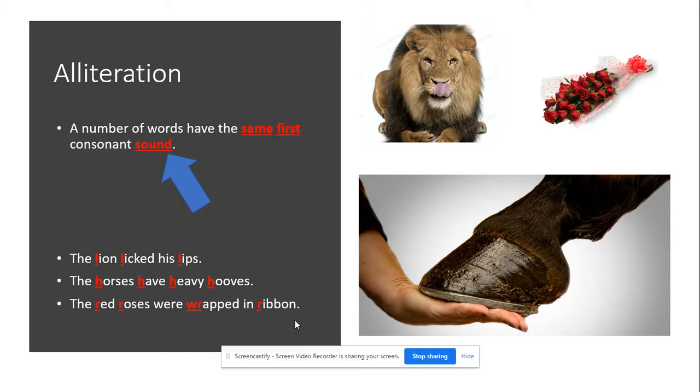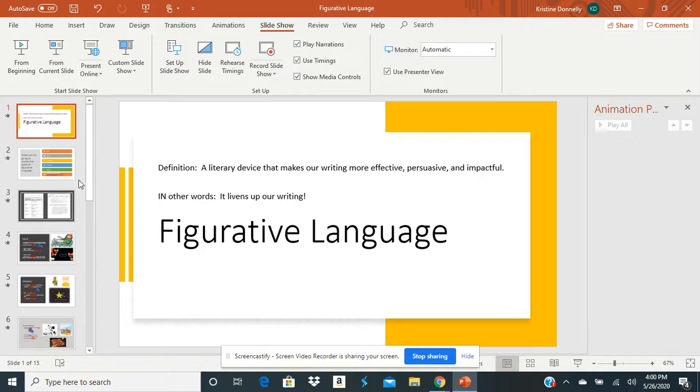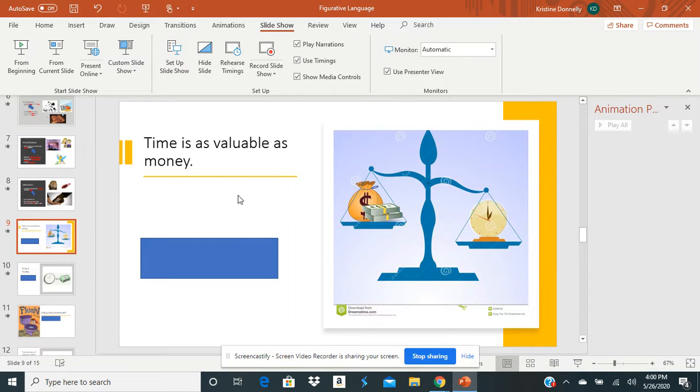Okay, so now you're going to turn your worksheet over and we're going to practice a little bit. I'm going to show you some examples of figurative language. At the top of the worksheet, you have a word bank. Each word will be used once. You are going to see if you can identify the figurative language in the blank. So the first one, time is as valuable as money.